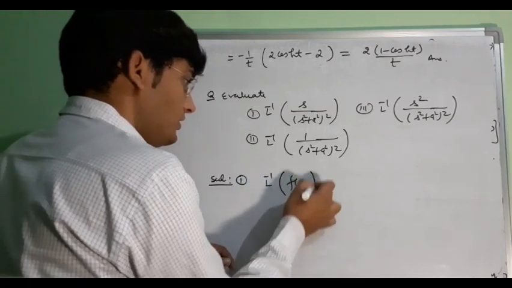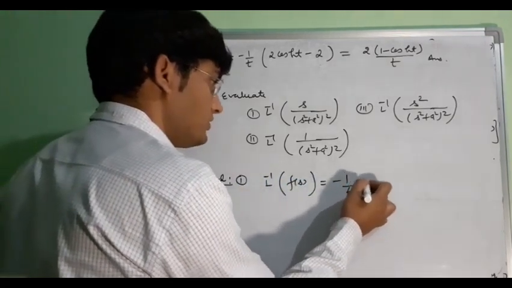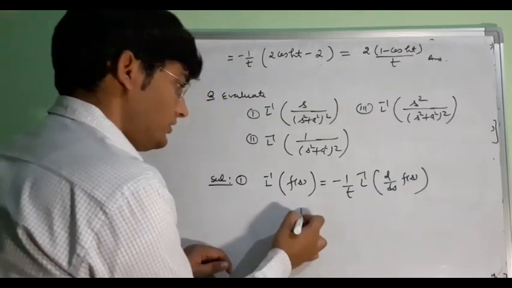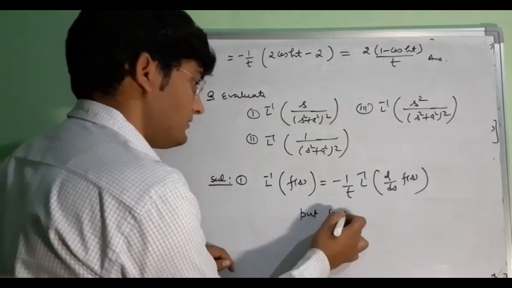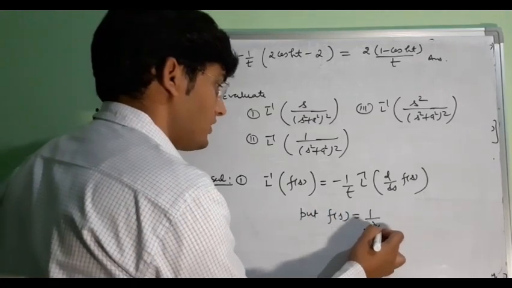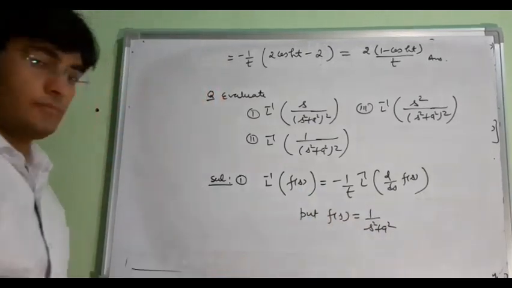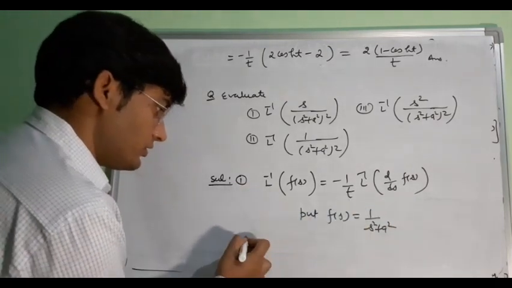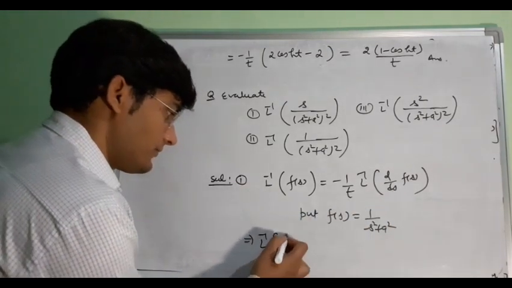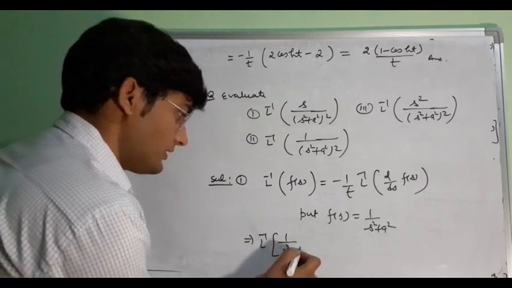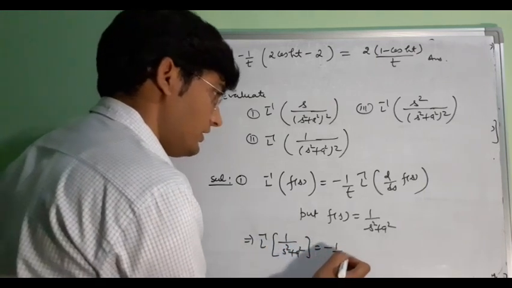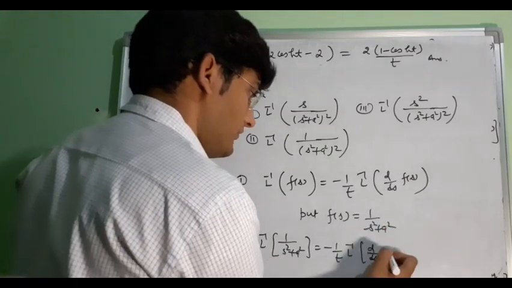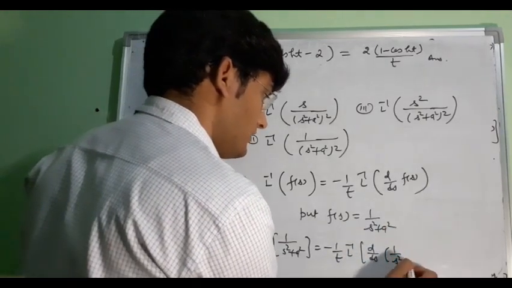Using the previous formula, put F(s) as 1 upon s square plus a square. So this will be your Laplace inverse of 1 upon s square plus a square is equal to minus 1 upon t, the Laplace inverse of d by ds of F(s), where F(s) is 1 upon s square plus a square.